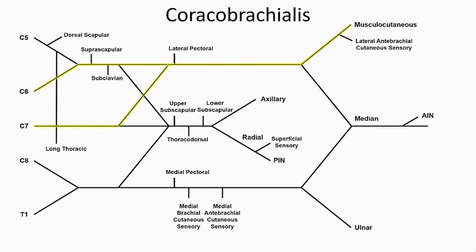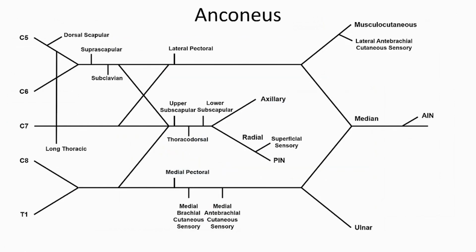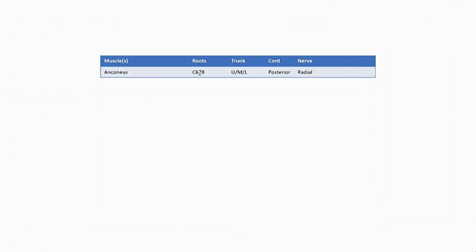Coracobrachialis, C6 and 7, upper and middle trunks, lateral cord, musculocutaneous nerve, primarily a C7 muscle. Anconeus, C6, 7, and 8 nerve roots, upper, middle, and lower trunks, posterior cord, radial nerve, primarily a C7 muscle.